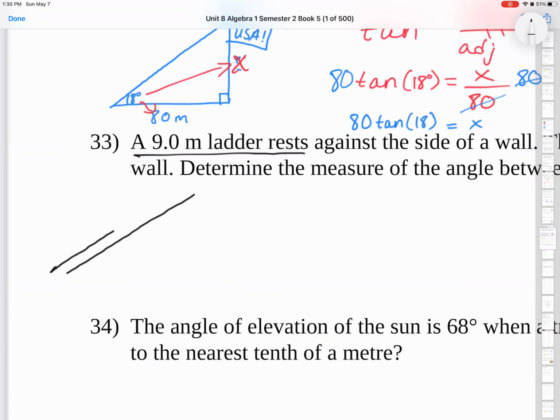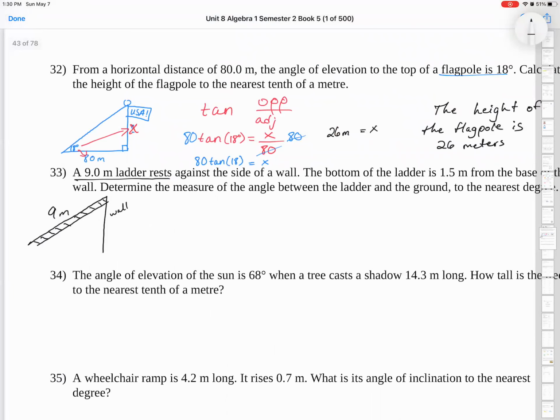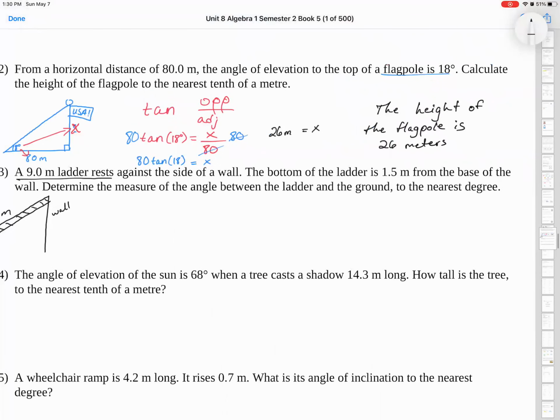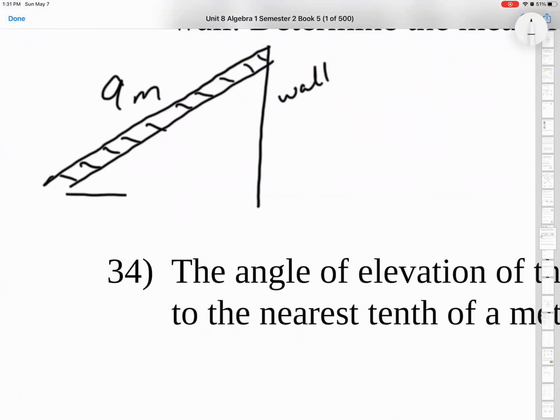Again, we start off by drawing a picture. And we have this ladder that is 9 meters. And it's resting against the wall. So here's our wall. And it says the bottom of the ladder is 1.5 meters from the base of the wall. So this is 1.5. I know it's not exactly drawn to scale, but you kind of get the idea. This is 1.5 meters from the wall.